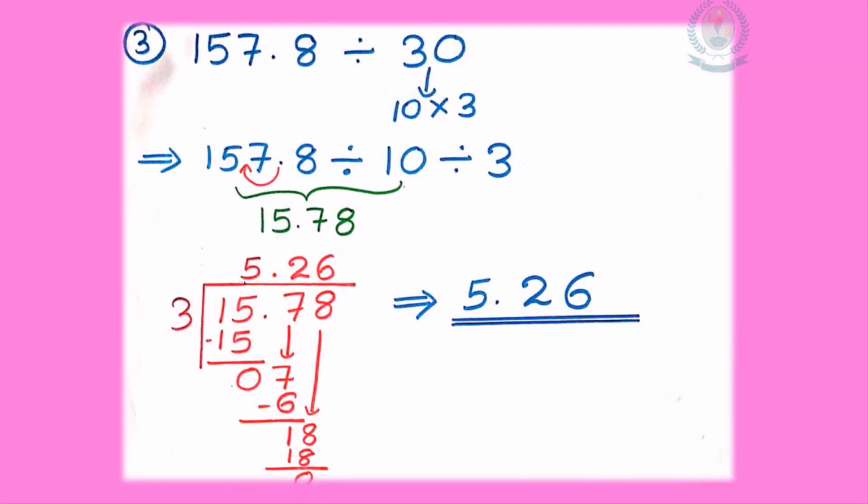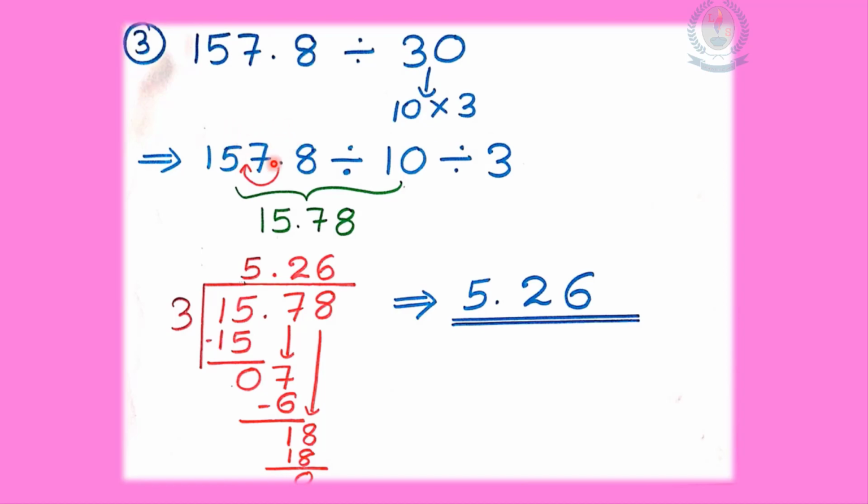Next example, 157.8 divided by 30. Here we have to divide the decimal by 30. It's somewhat hard to divide by this 2-digit number, so as in the previous method we can separate this 30 into 10 times 3, right? So instead of writing this 30, we can write it this way: 157.8 divided by 10 divided by 3.